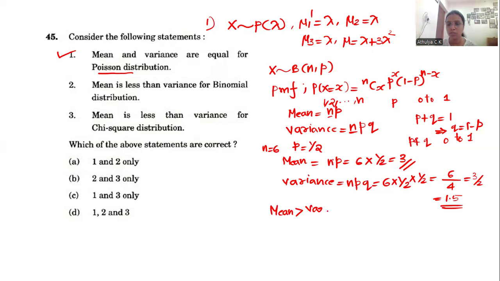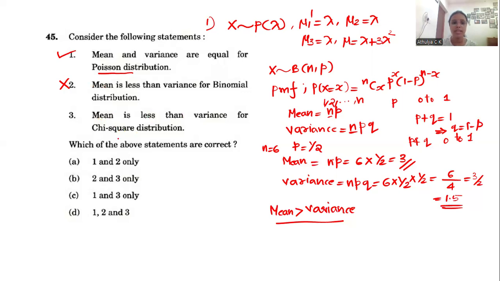So note down this point. It is very important: for a binomial distribution, mean is greater than variance. So in the second statement, it is given that mean is less than variance for a binomial distribution. So the statement is wrong. Okay.